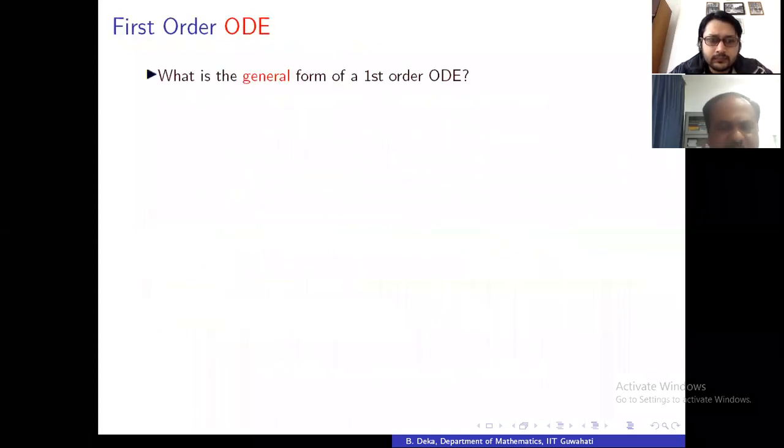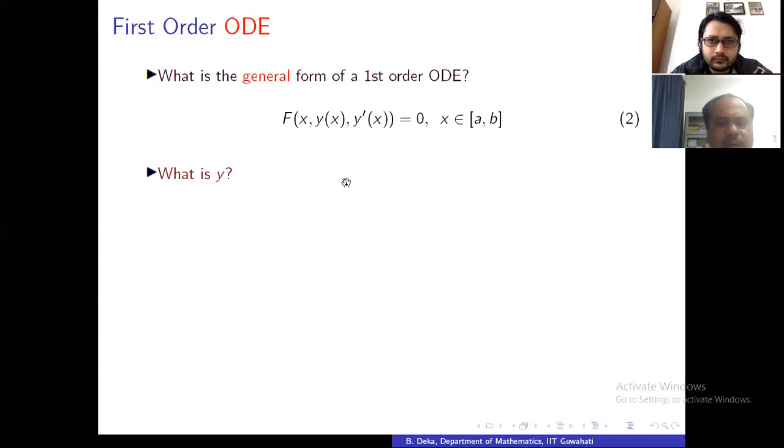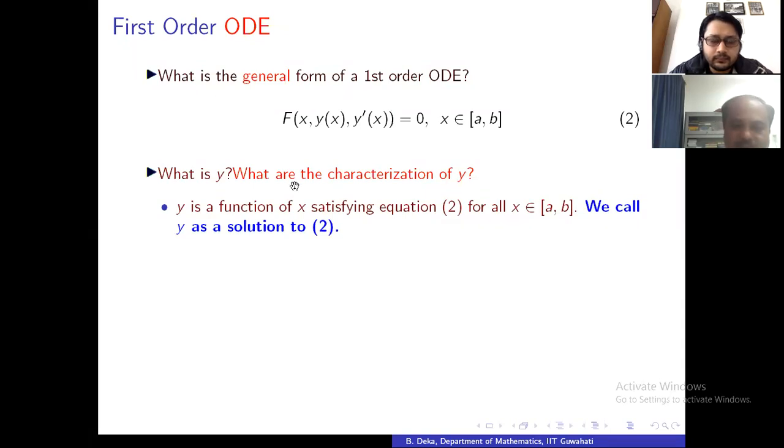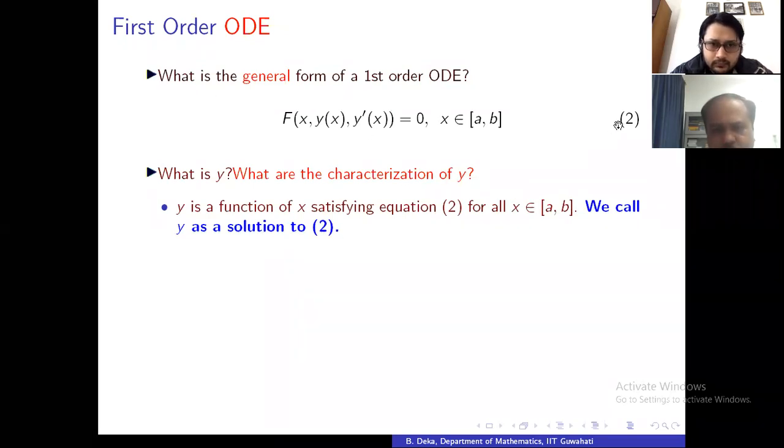Now let us come back to our original equation, the first order equation. What is a first order equation? It is a mathematical relation involving x, y, and y'(x), for x belonging to [a,b]. Now what is y? y is a function. So y is a function of x which satisfies equation 2 for all x belonging to [a,b]. If you have a function which satisfies this equation for all x belonging to [a,b], then you call that a solution. Solution to a differential equation means a function which satisfies the given equation for all x belonging to [a,b].